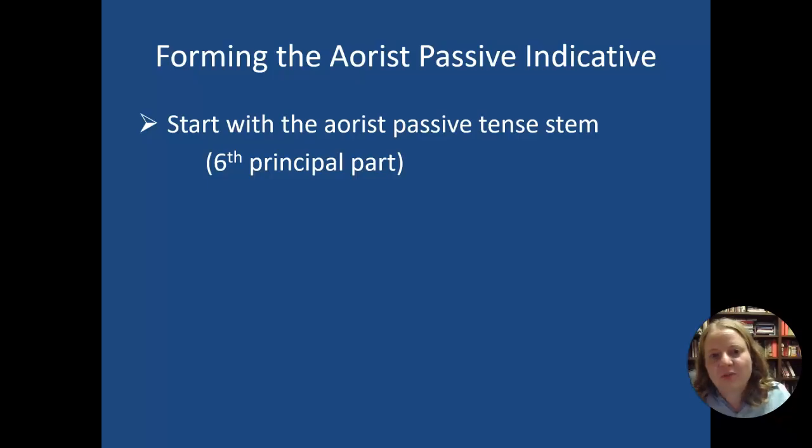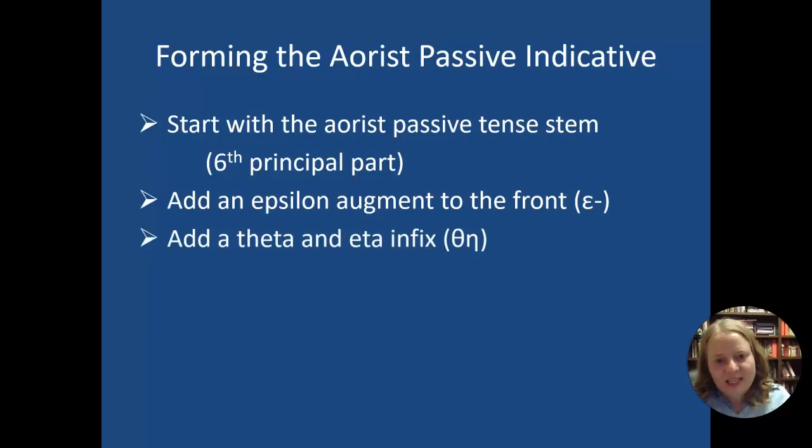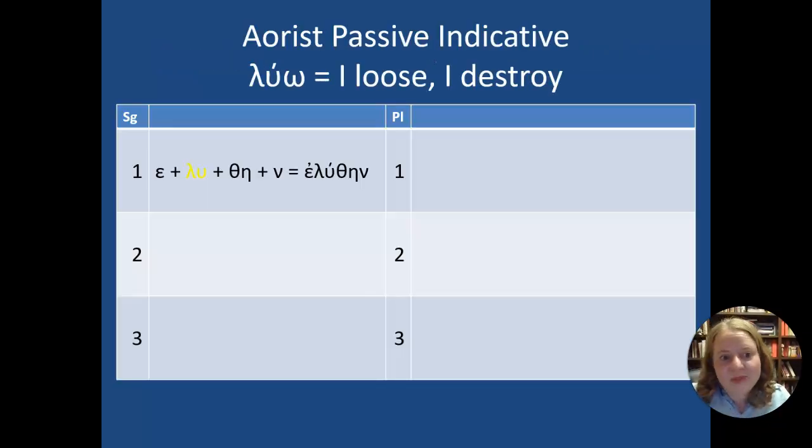Okay, this is how you form the aorist passive indicative. You start with the sixth principal part. The reason we treat that separately is because some words are unusual. We'll get to that eventually. You add an epsilon to the beginning, you add a theta and an eta, and you add the primary active endings, which are the same endings as the present tense. So this is them.